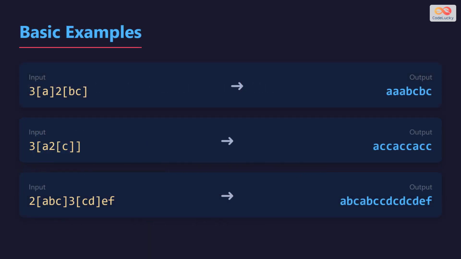Let's look at some examples to clarify. If we have 3[a]2[bc], the output is aaa followed by bcbc. Things get interesting with nesting, like in the second example. 3[a2[c]], the inner part expands to cc, and then that whole group acc is repeated 3 times.